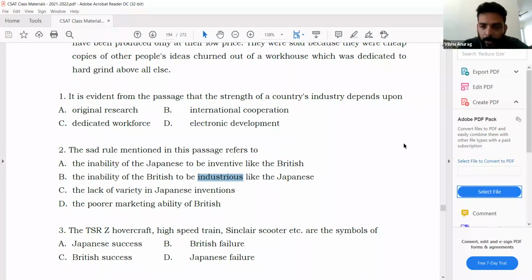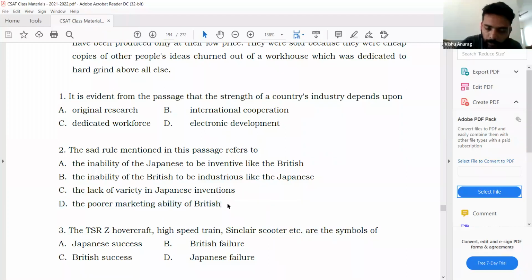Okay, that is correct. What about others? Do you know? I'm not telling. I'll not tell it immediately because we had a question, right? How to solve passages if we don't know a particular word. So suppose you don't know the meaning of industrious. What you should do is, "inability of the British to be industrious like the Japanese." I will just put a question mark around this. I don't know what this means, so I'll just put a question mark around it. And I'll say D, the poorer marketing ability of the British.